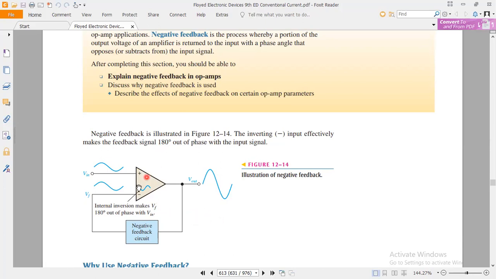So I am discussing the figure. The input signal is provided from this side, the required signal from the user, Vin. It goes to the operational amplifier in non-inverting mode, at the positive input of the op-amp, and the output from the amplification happening in this op-amp layout. At the end, the amplification happens.